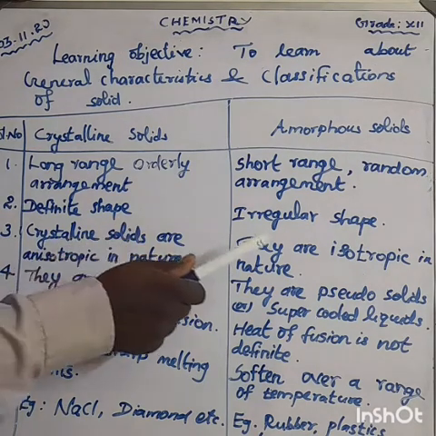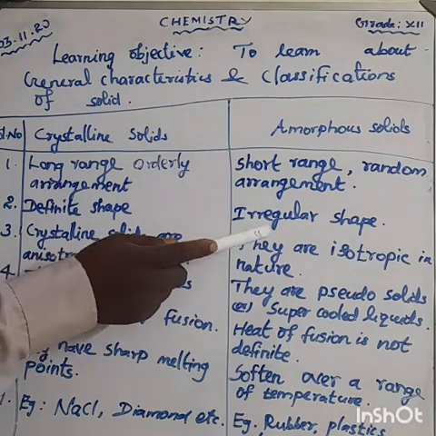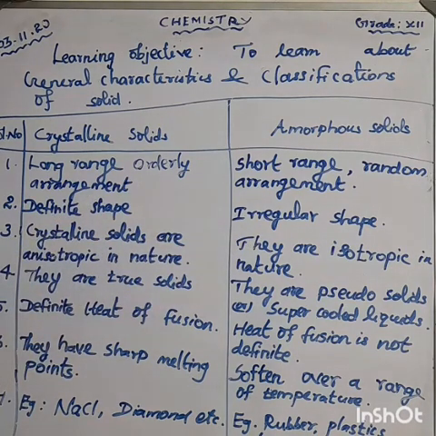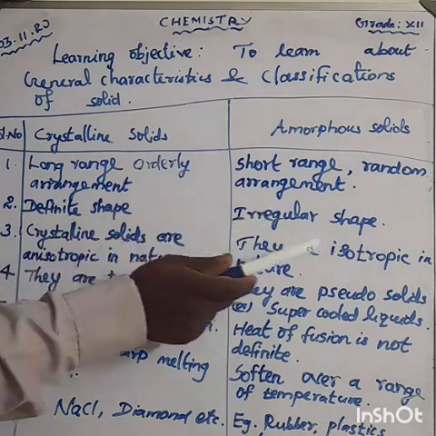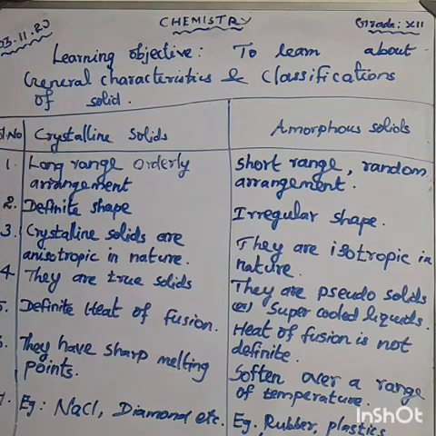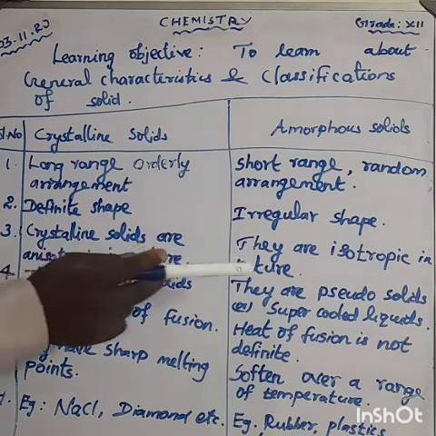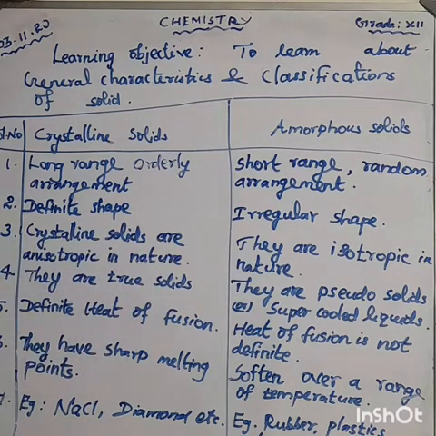Amorphous solids are isotropic. Iso means uniformity in all directions. Then crystalline solids are true solids, whereas amorphous solids are pseudo solids, otherwise called supercooled liquids. This is the fourth point. What about the crystalline solid? Fifth point: it has a definite heat of fusion.